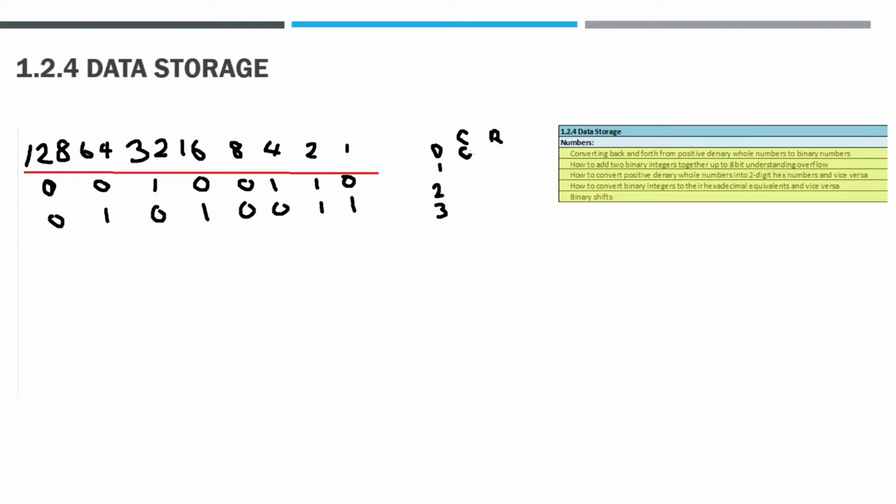So then I write the binary for each of these numbers in 2 digits. The binary for 0 is 0, 0. The binary for 1 is 0, 1. The binary for 2 is 1, 0. And the binary for 3 is 1, 1. So now what I've got is a little table that's going to help me work it out.